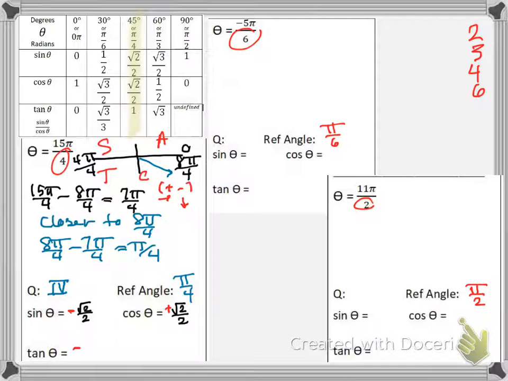And then when I do my tangent, I'm doing root 2 over 2 divided by root 2 over 2. And the sine one happens to be negative, which just means my answer is going to be negative. And anything divided by itself, I get negative 1. There we have our sine, our cosine, and our tangent.